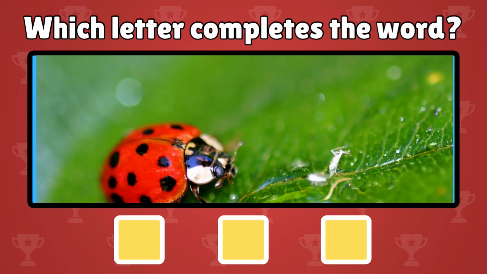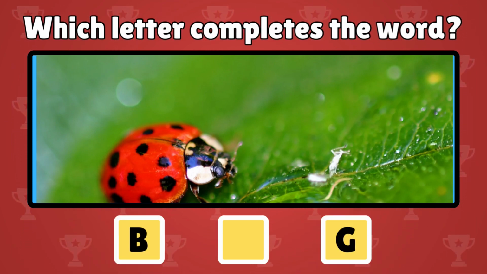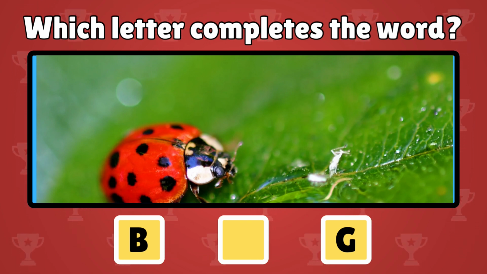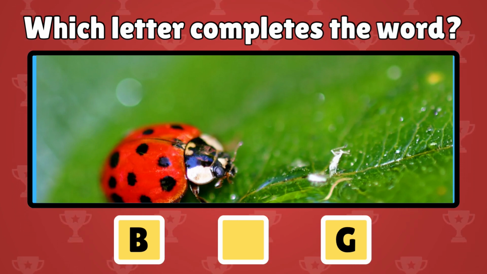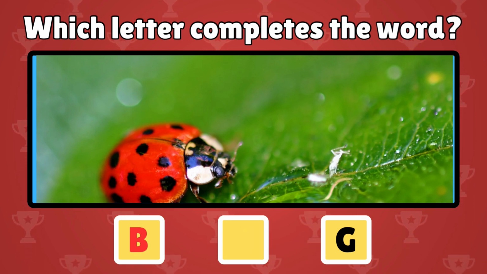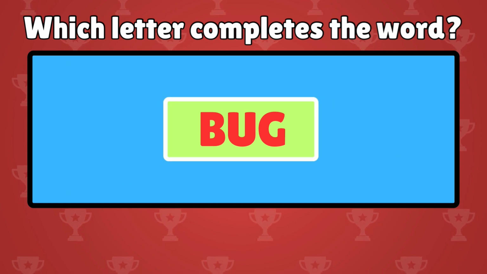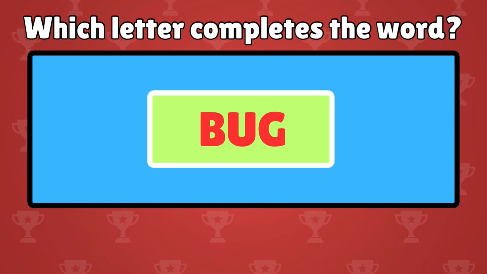Look at the picture. It is a bug. Here, vowel is missing. B, G. Which letter completes the word? It is U, B, U, G. Bug. Can you say it again? B is for bug. Bug.